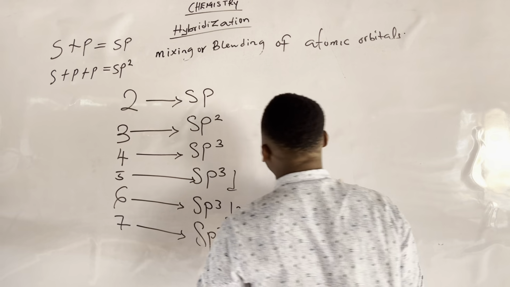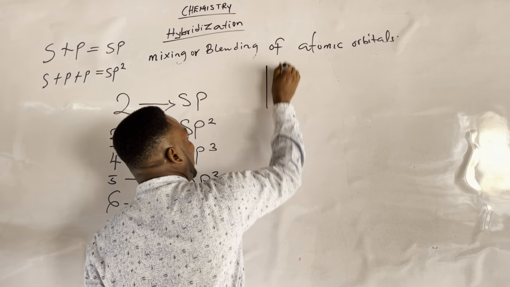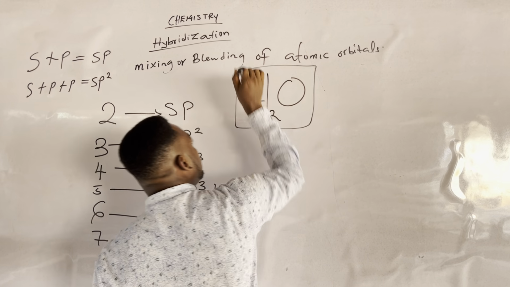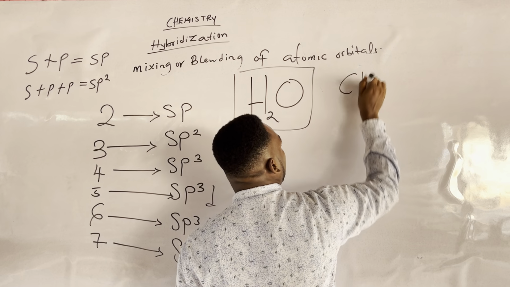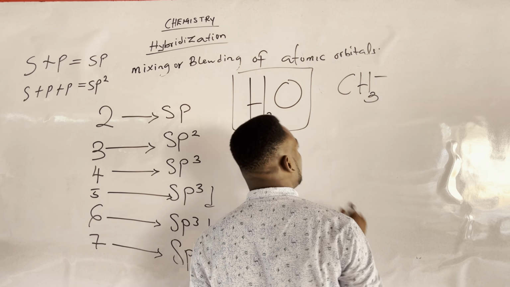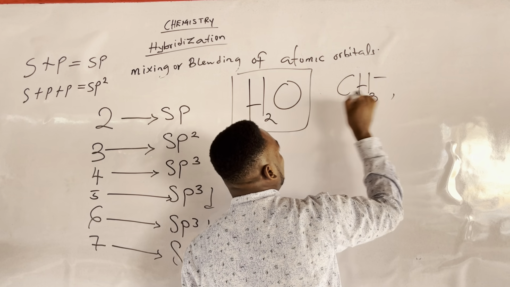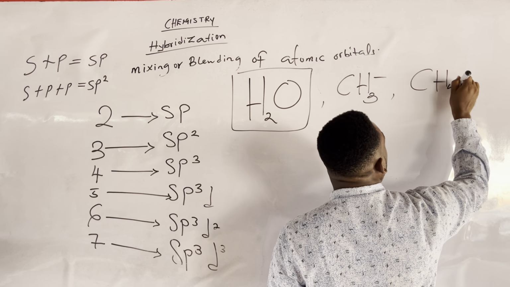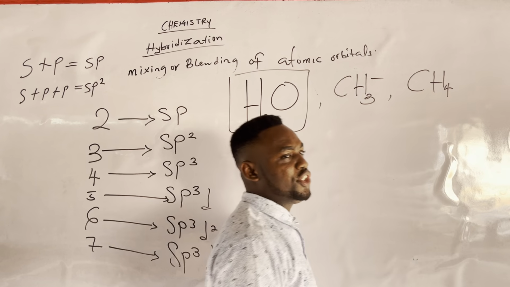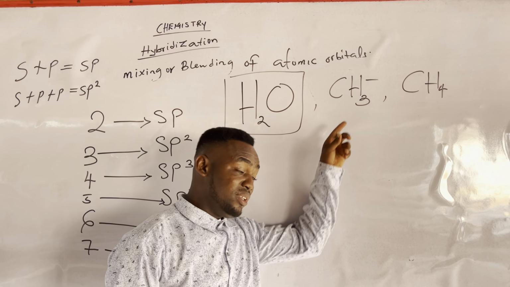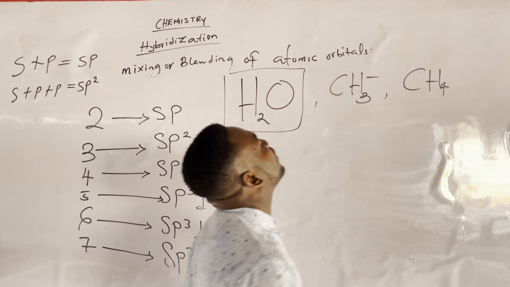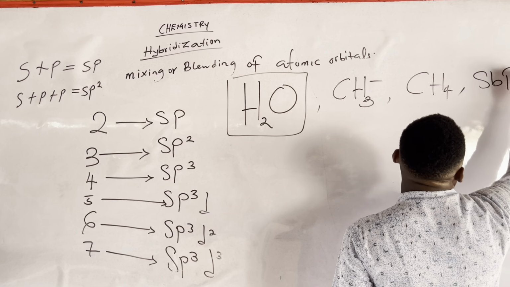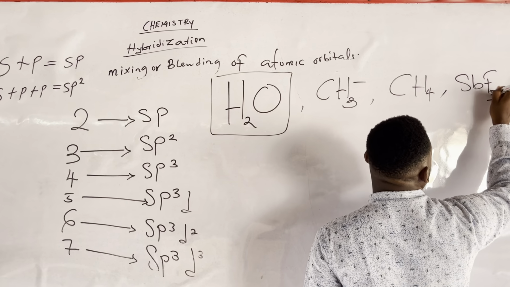All right, let's solve for molecules like this. I'll write it big. So the first one we're going to look at is H2O. The second one, let's look at CH3 minus. And let's look at, okay, CH4. There's something I want to show you using CH4. There's something I want to explain there as I'm adding it. Also, there's SbF3. Okay, of course.